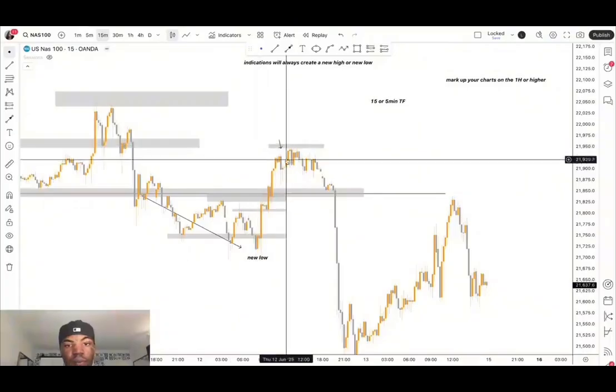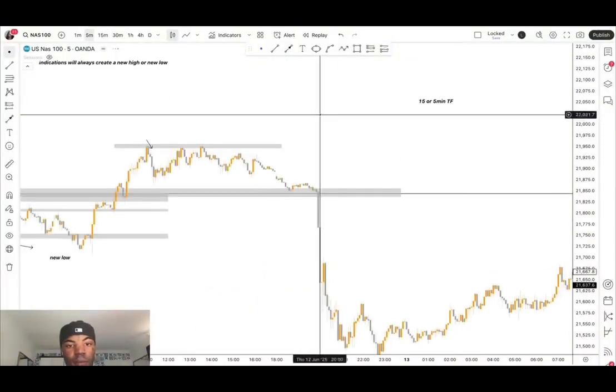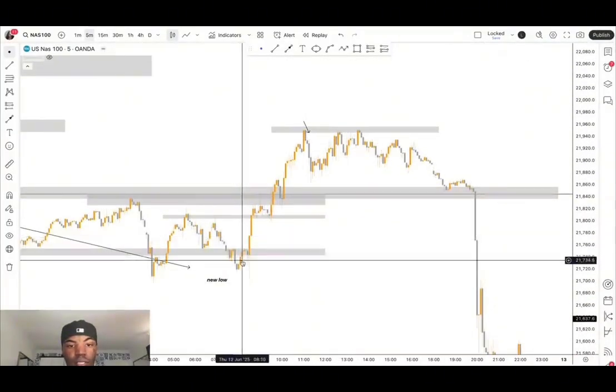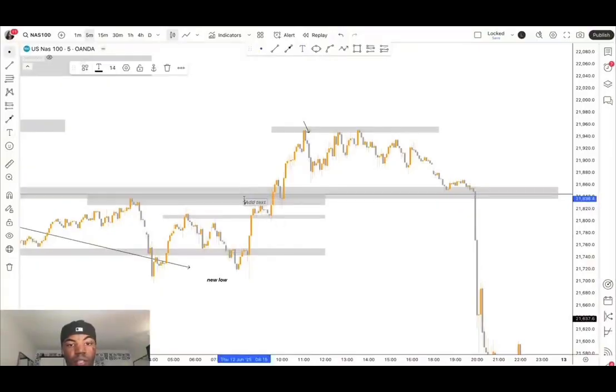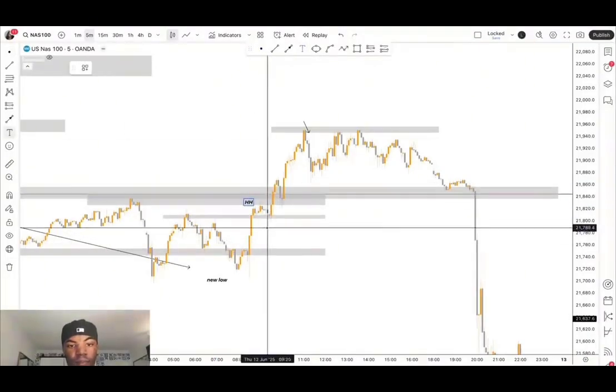Since I can't really see too much, I'm going to try to scale in one more time, see what I see. So now I see a little bit more than what I've seen before, right? So notice how price here is building up this uptrend. This is normally what a correction is going to do. So now we have a higher high and we have a higher low.